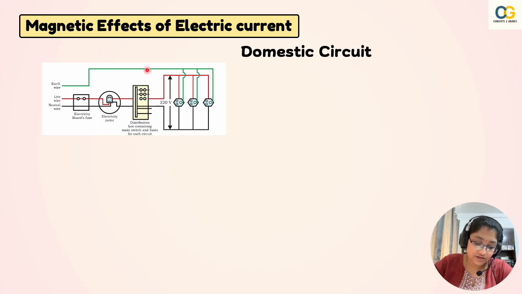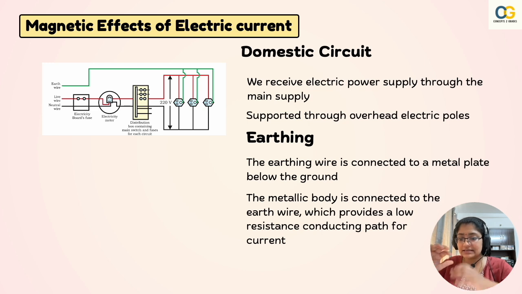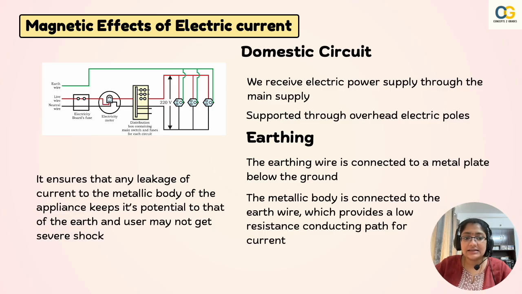And there is an additional wire called the earth wire, which is there to prevent any damage. So this earthing wire is generally connected to a big metal plate below the ground. What happens is, let's say there's an appliance which has a metallic body, so it can accumulate charges, right? So all these charges are collected by that earth wire and it goes into the ground, because if you touch that, you will get the charge onto yourself. So it is a safety measure, okay, and it keeps any leakage of current to the metallic body of the appliance at the potential of the earth, so that the user will not get any severe shock.